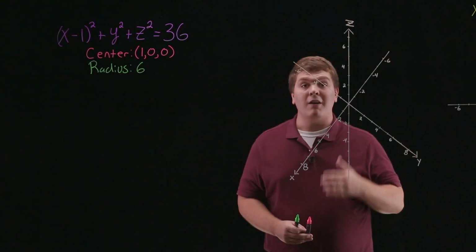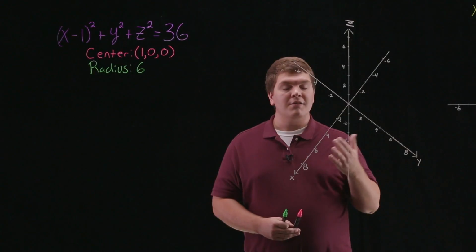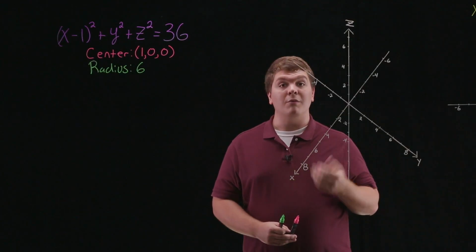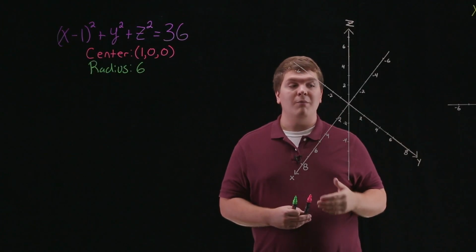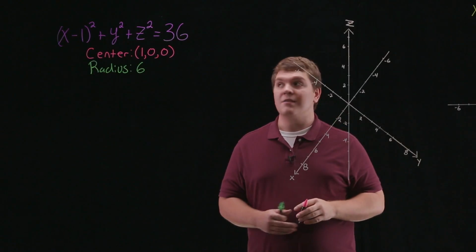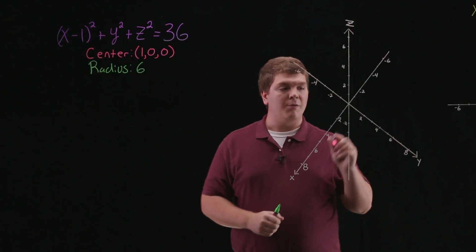So let's begin by plotting the center of our sphere. So the center was the point (1, 0, 0). So we'll come out 1 on the x-axis, and we don't need to move along the y or the z-axis because those two coordinates are both 0.